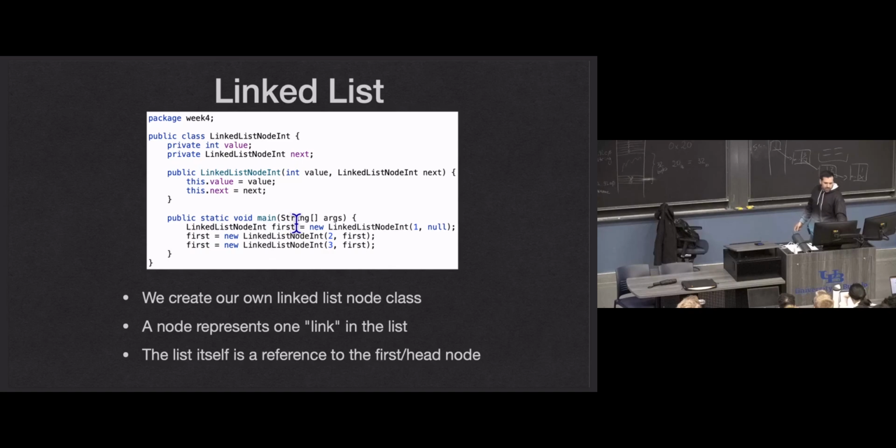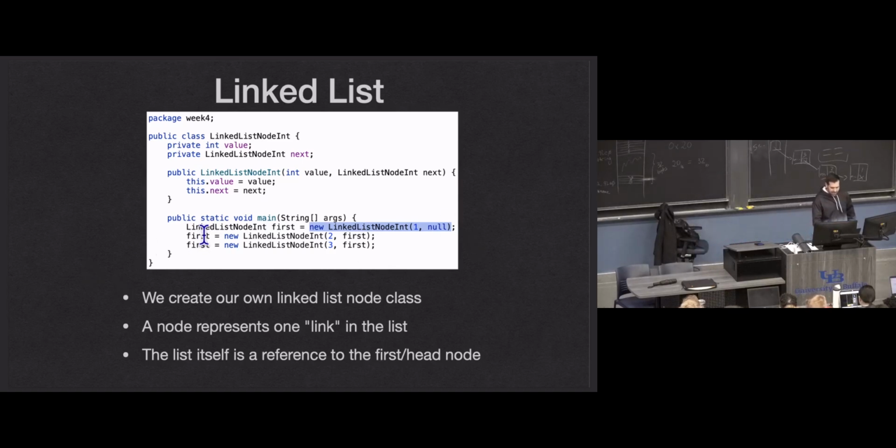Okay, and then to create a linked list, I'm going to create a linked list variable, store a reference to a new object of type linked list node. I'm giving value of 1 and next of null. So when I first create this linked list, it's a linked list of size 1 with just the value 1. Next is null, so there is no second node to this list.